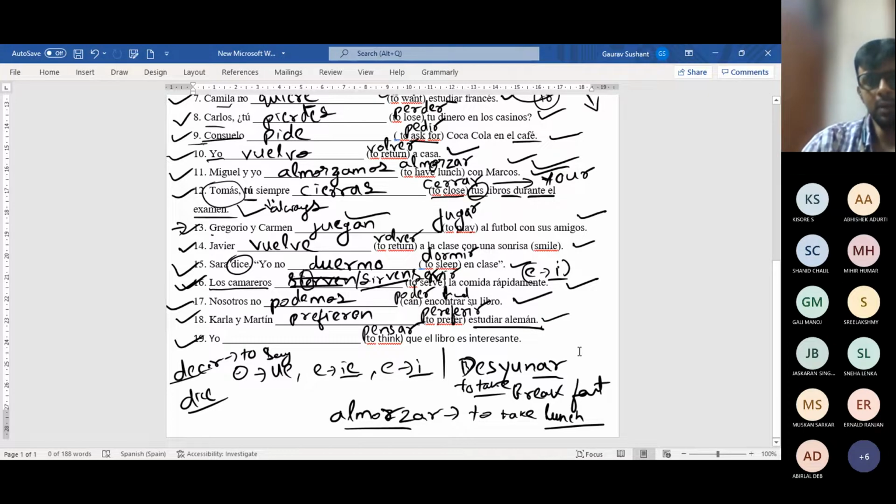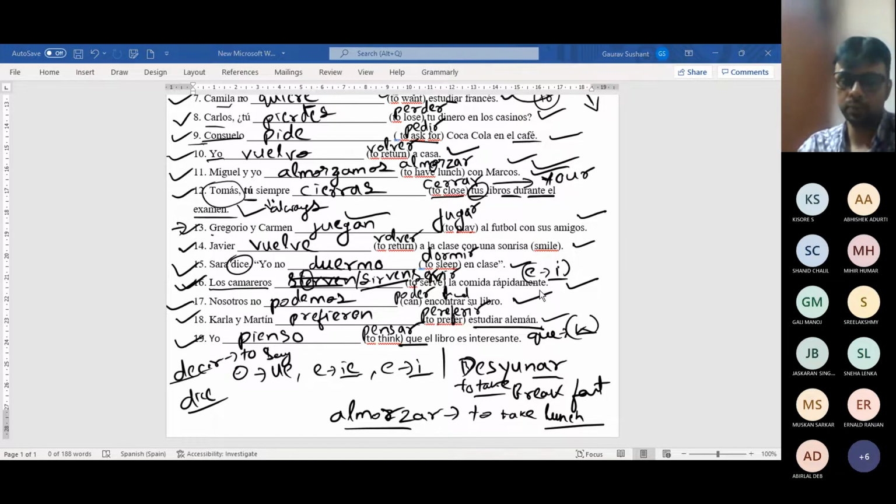Okay. Number 19, the verb is pensar. So Vanshika Singh, can you try this one? Number 19. Yes, sir. So yo pienso que el libro es interesante. Yo pienso que. QU is K pronunciation. Okay, not que. Yo pienso que el libro es interesante.